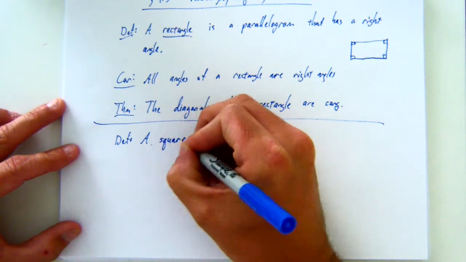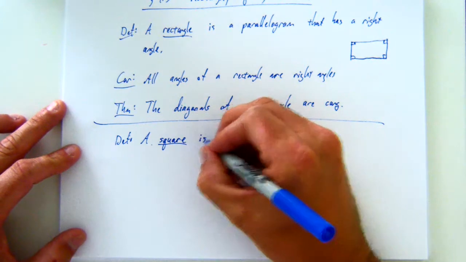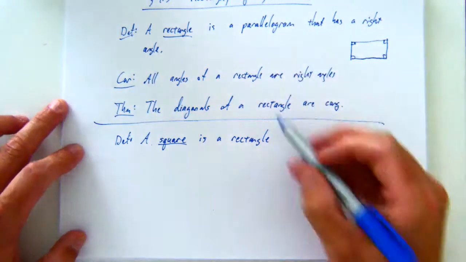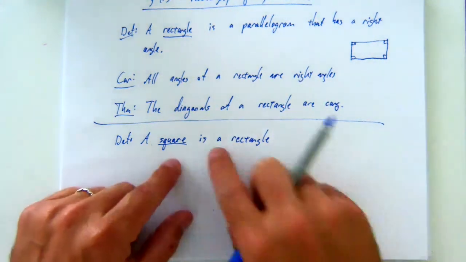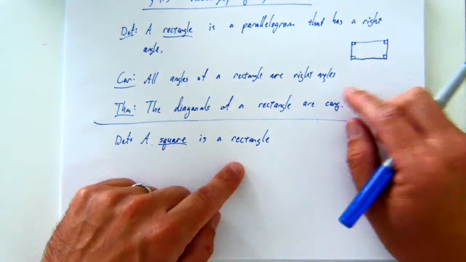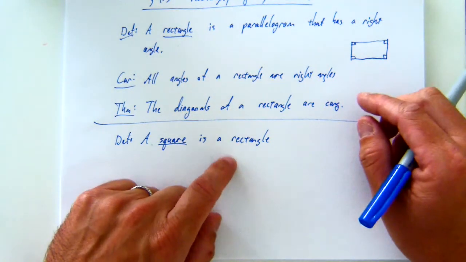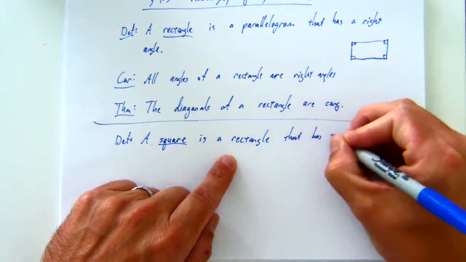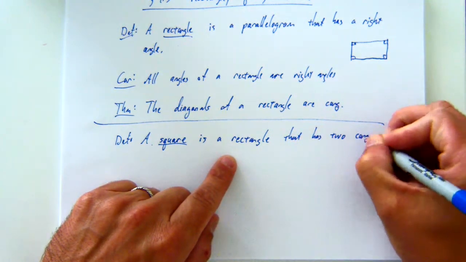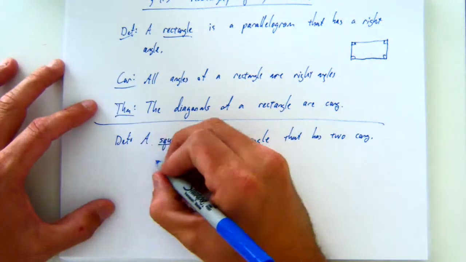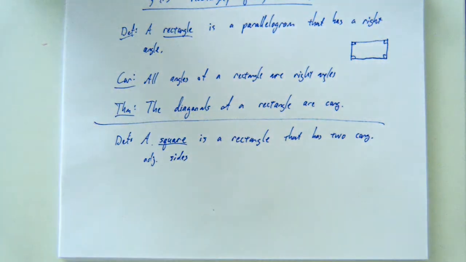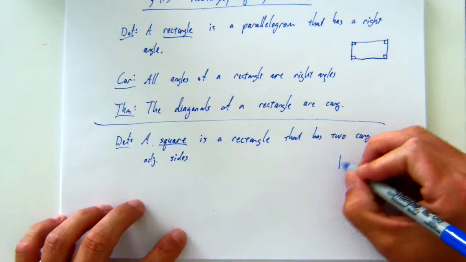A square. Well, a square is a rectangle, which means it's also a parallelogram because a rectangle is a parallelogram. And a square will have all right angles, which we think of. And then what else do we need to know about a square? So it's a rectangle that has two congruent adjacent sides.